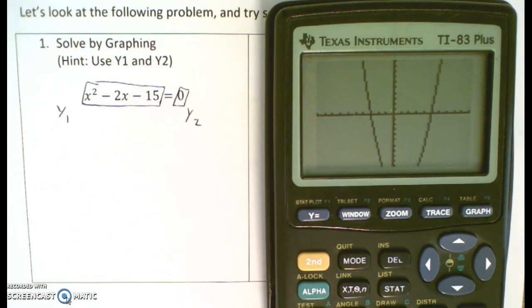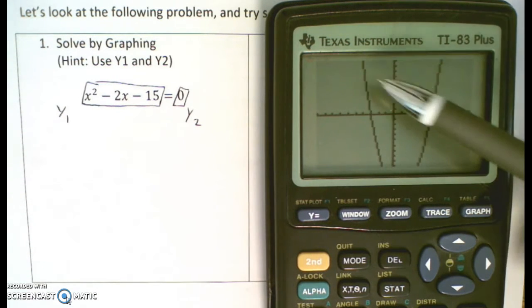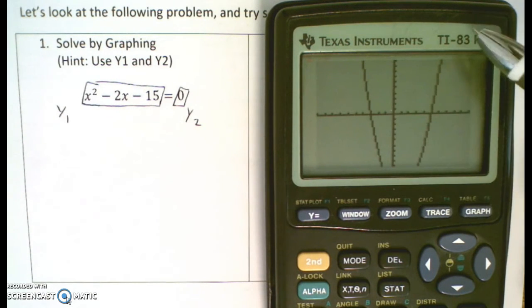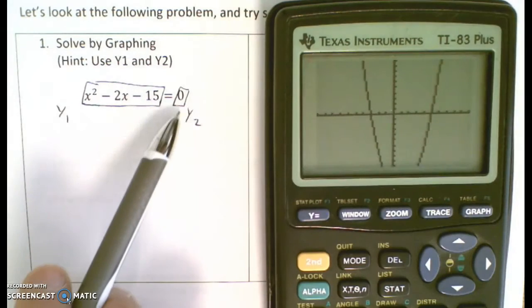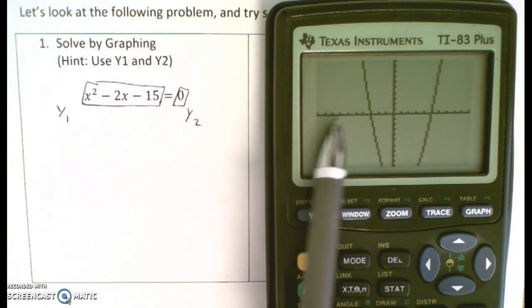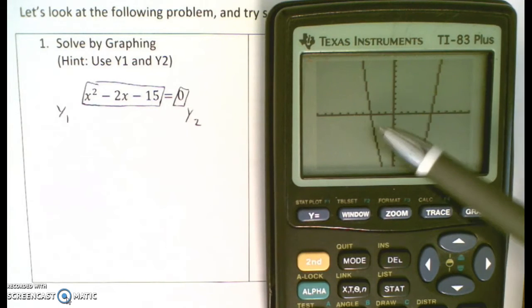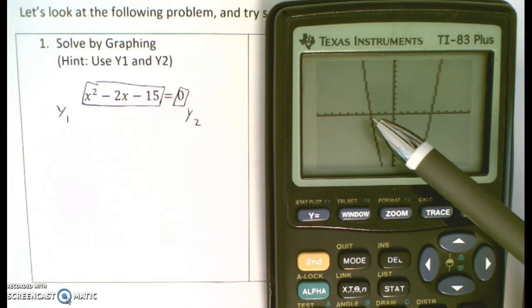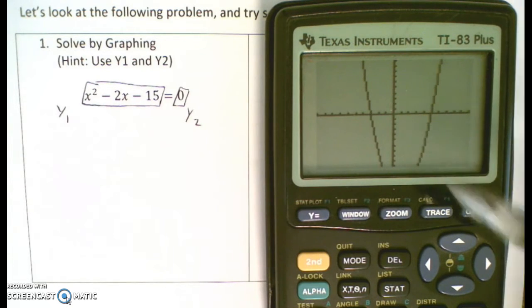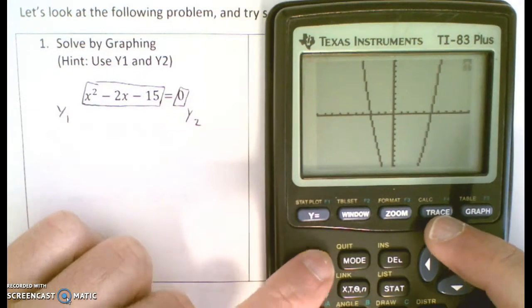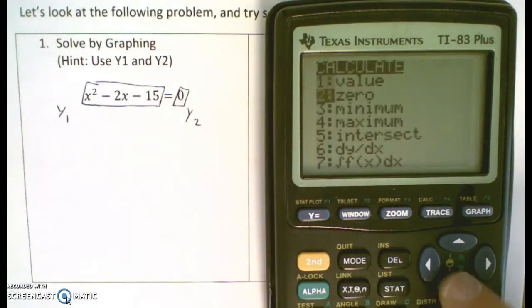We were looking for where the two lines were intersecting. So I see my U shape, but then I'm not seeing the other line. So remember 0 just means the x-axis. So really I'm just looking at where this graph is crossing on the x-axis, or I'm looking for the x-intercepts. And on this graph, I can see where it's crossing. It's there and there. So remember we would hit second, trace, intersect.